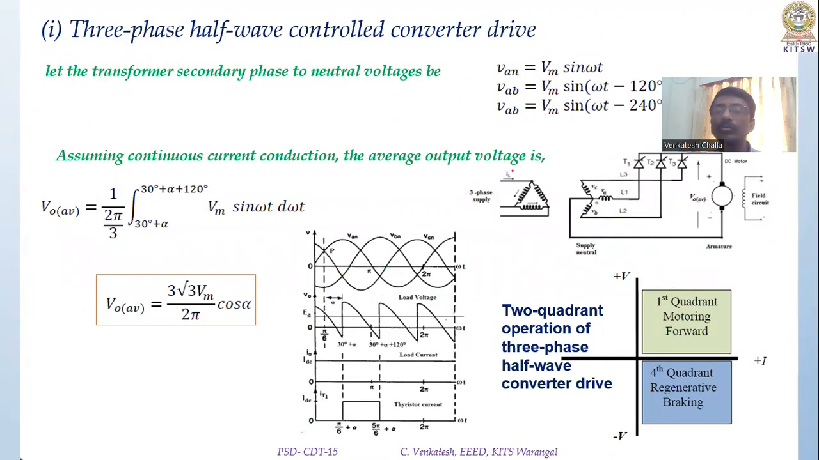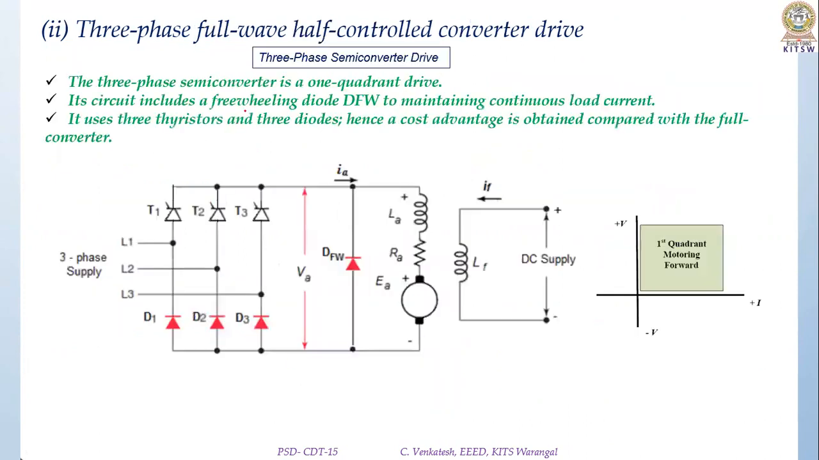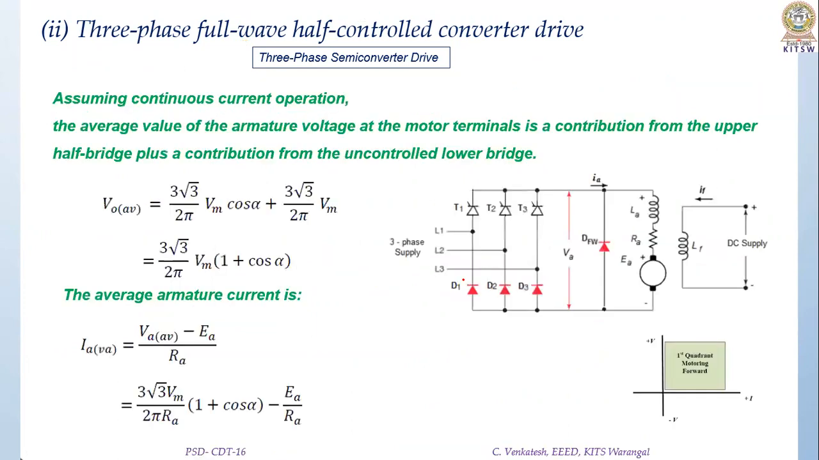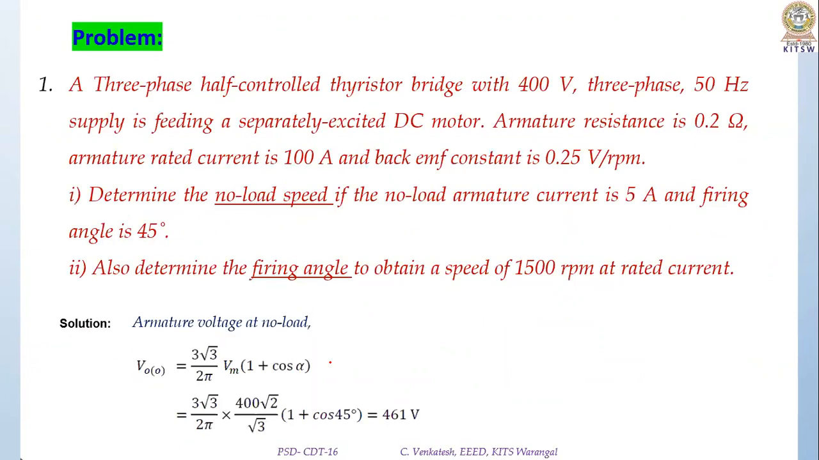Before going to the numerical problem, we shall see what equations are required for the half wave controlled converter. For half wave rectifier, we have V average equal to 3 root 3 Vm by 2 pi into cos alpha. For full wave half controlled converter, the average output voltage is given by 3 root 3 Vm by 2 pi into 1 plus cos alpha. From that we can find I average and hence the speeds.